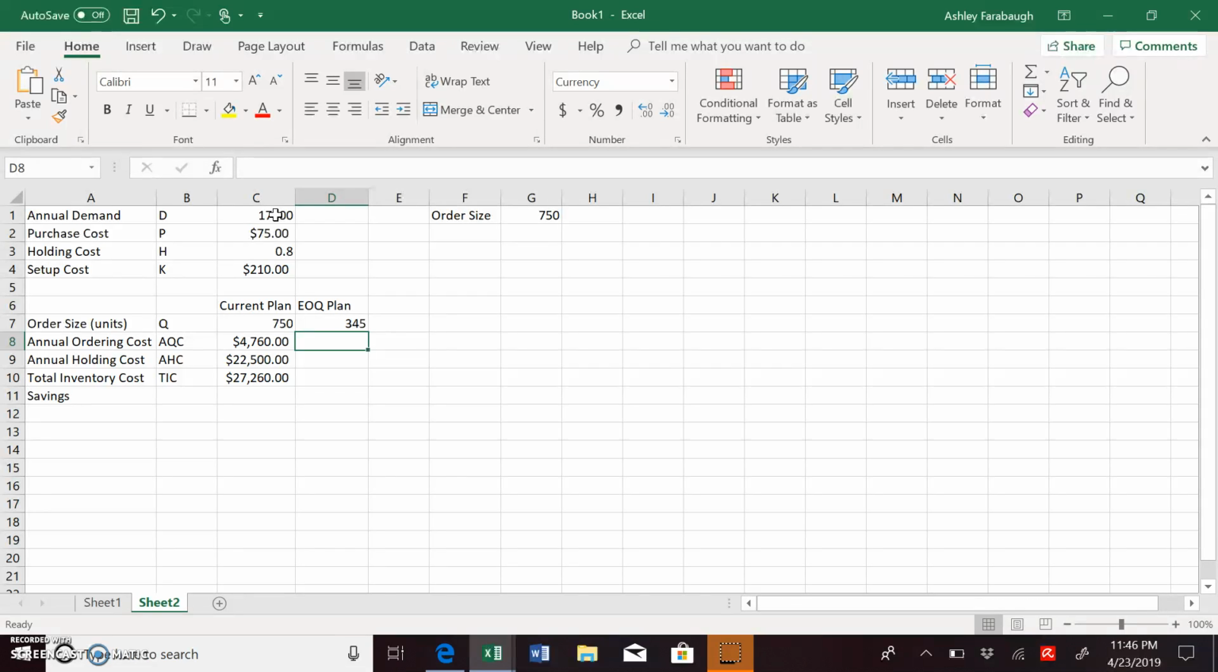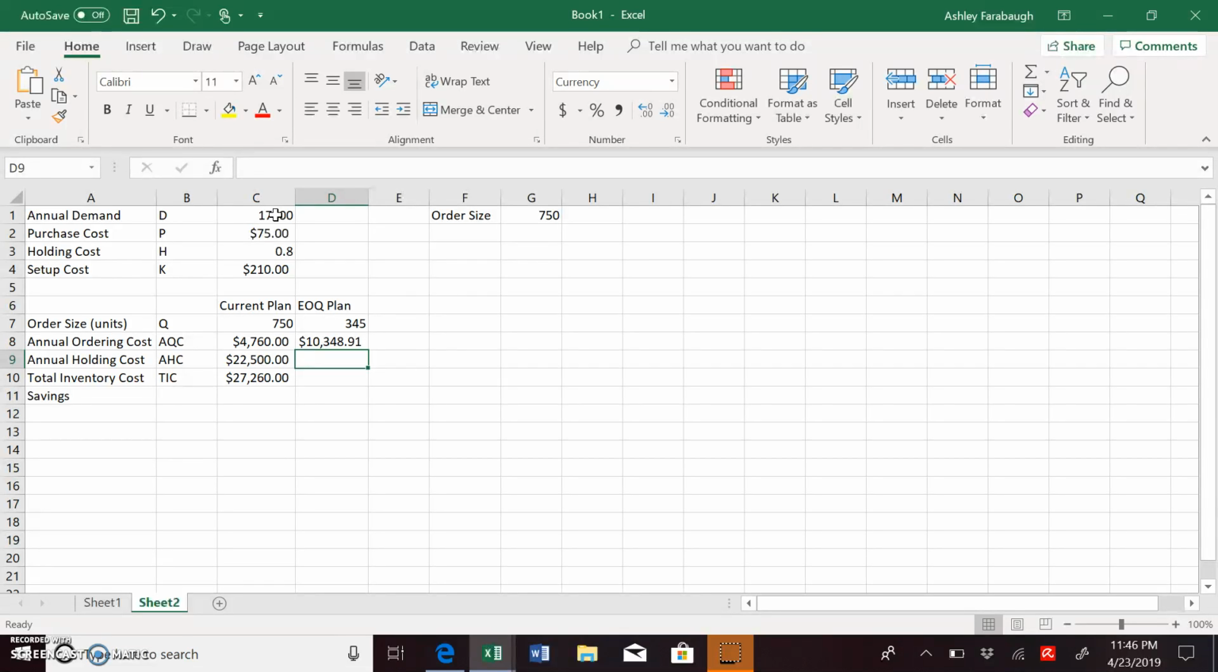So our first step is completed. We're going to go on to our second step, and that's the ordering costs. We're going to put our equal sign in. We're going to take 17,000 divided by our order size of 345 and times that by our setup costs, 210. We get $10,348.91.